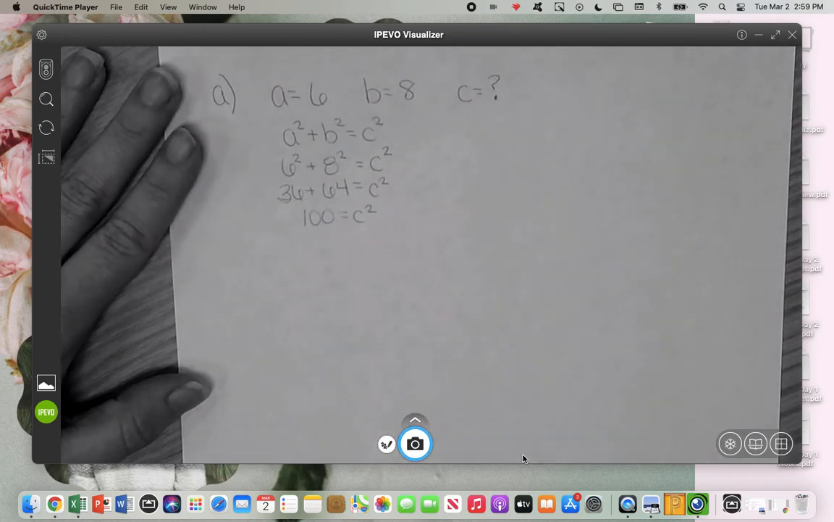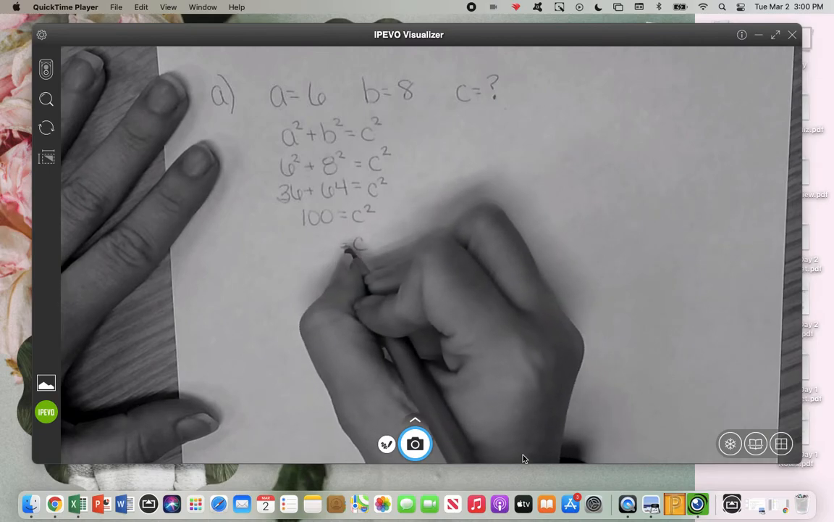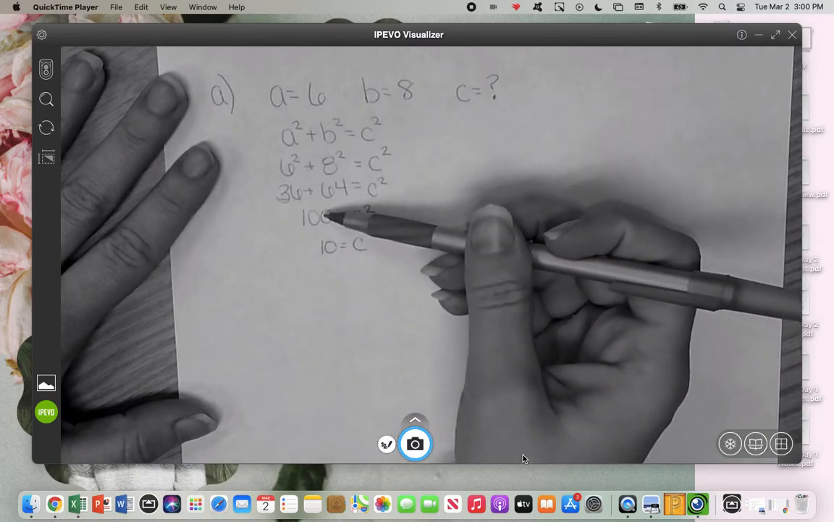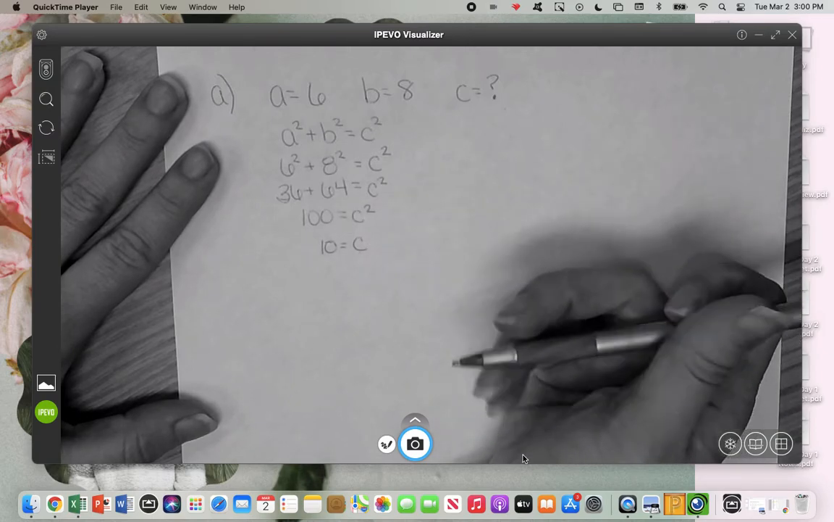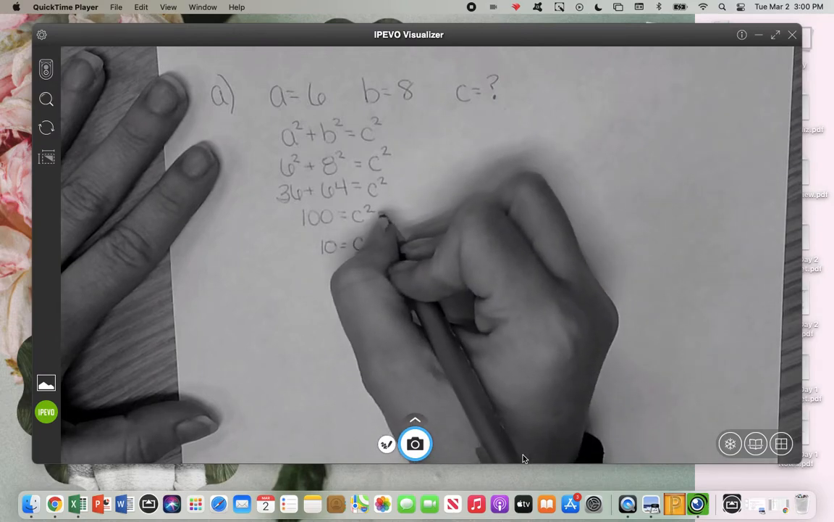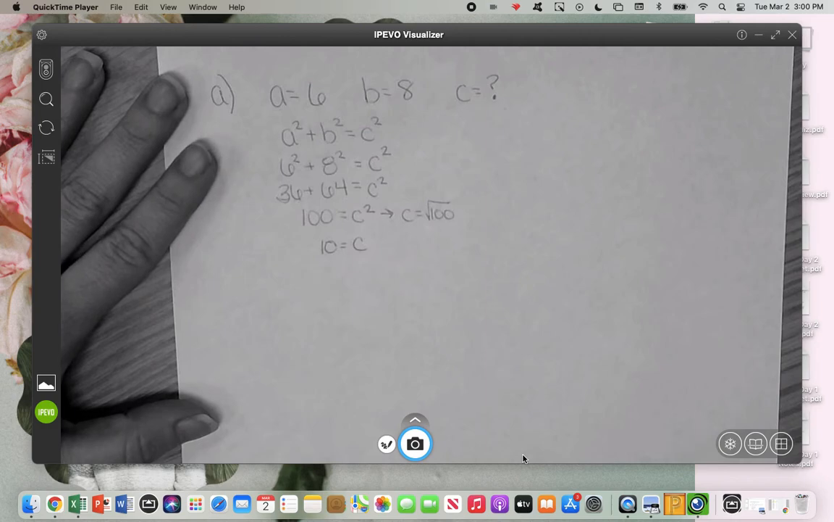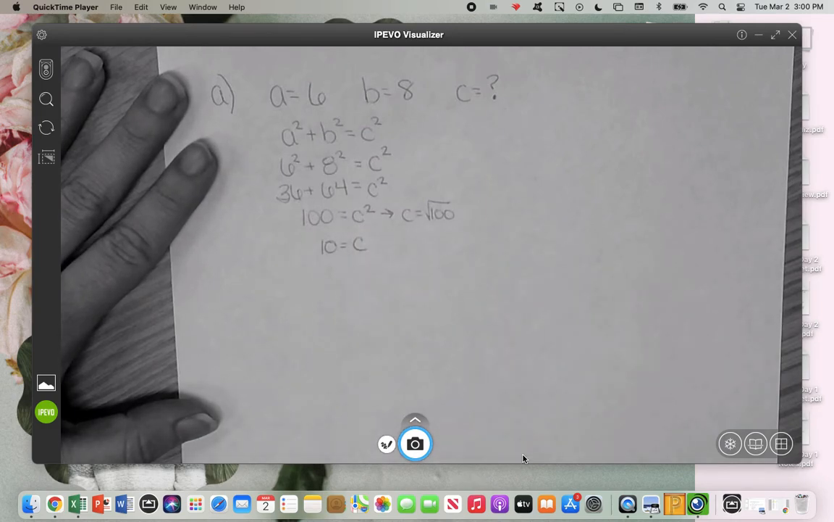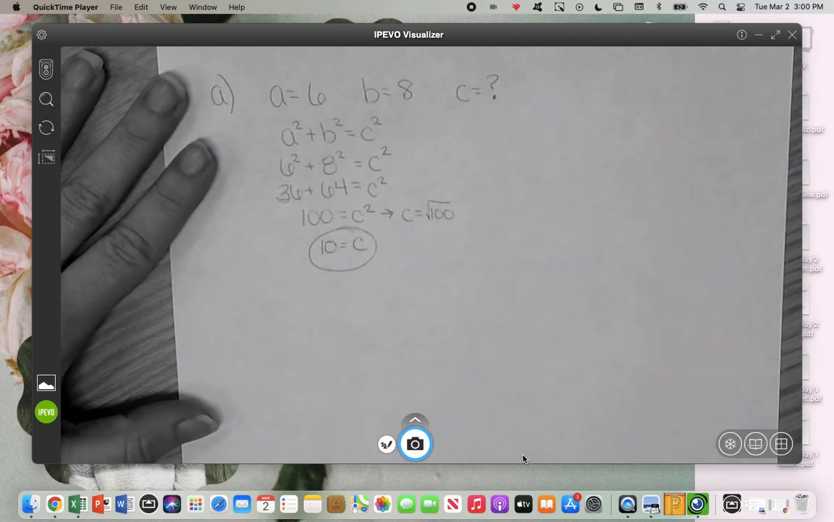So we are trying to find out what number squared gives us 100. And I'm sure you guys can probably tell me 10 squared equals 100. But the reason why we do that, if you want to know what number squared gives you this number, we actually take the square root of that number. So to get that variable by itself, in all cases today we will be simplifying that square root. This one was a perfect square, so C is 10.